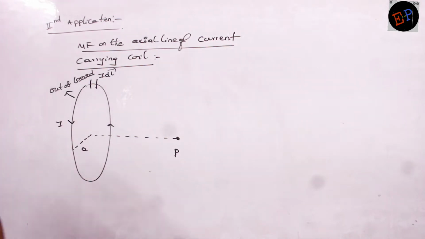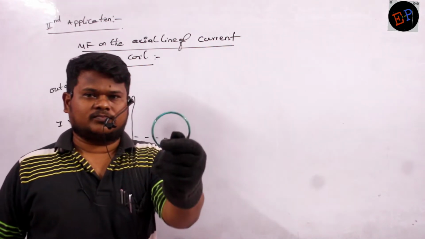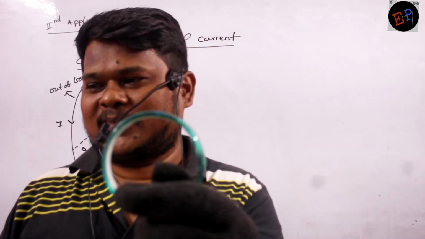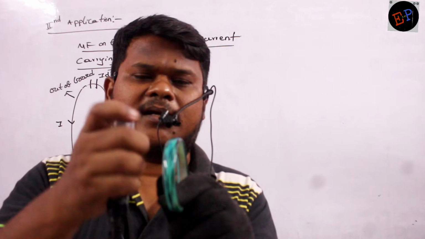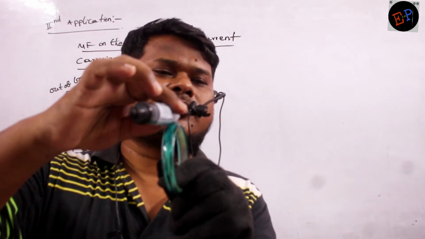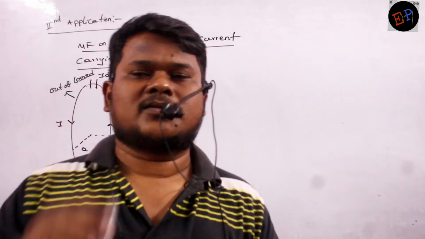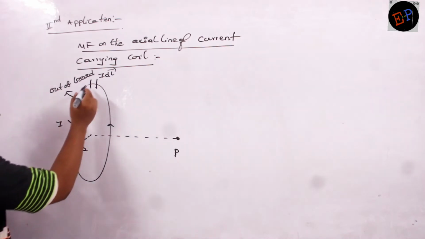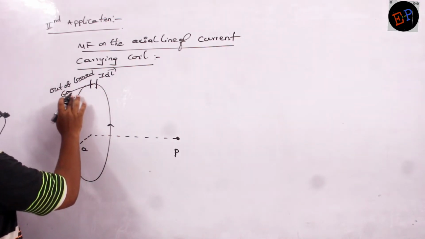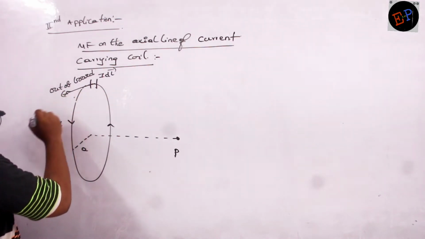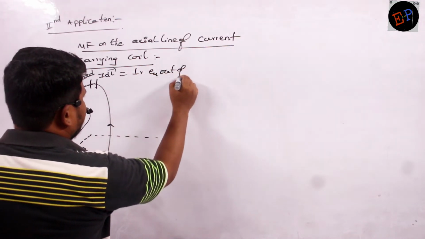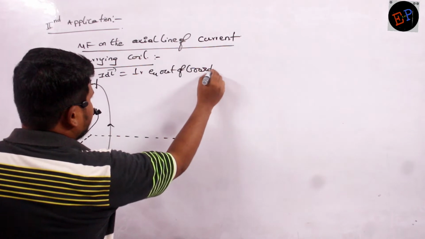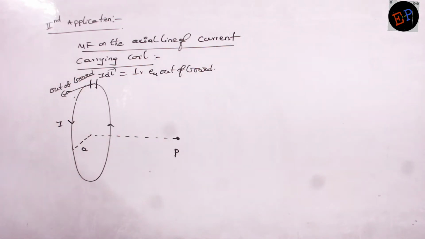So this is the direction of the loop, no? Clear? Here I am taking a current element, and to this current element I have to draw a tangent. The tangent is like this. So what is the direction of the tangent here? This is I dl dash. So it is perpendicular and out of the board. Are you able to understand?